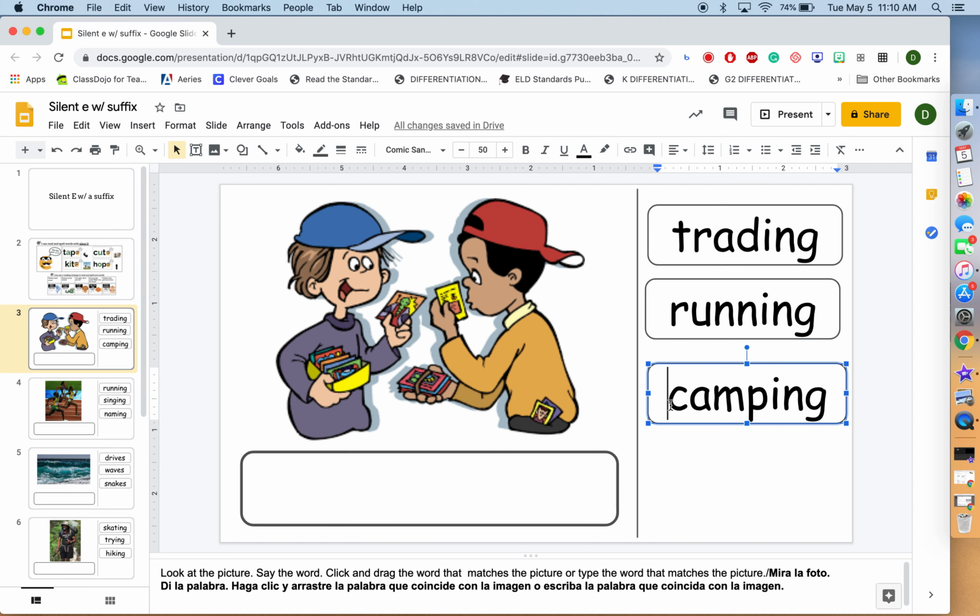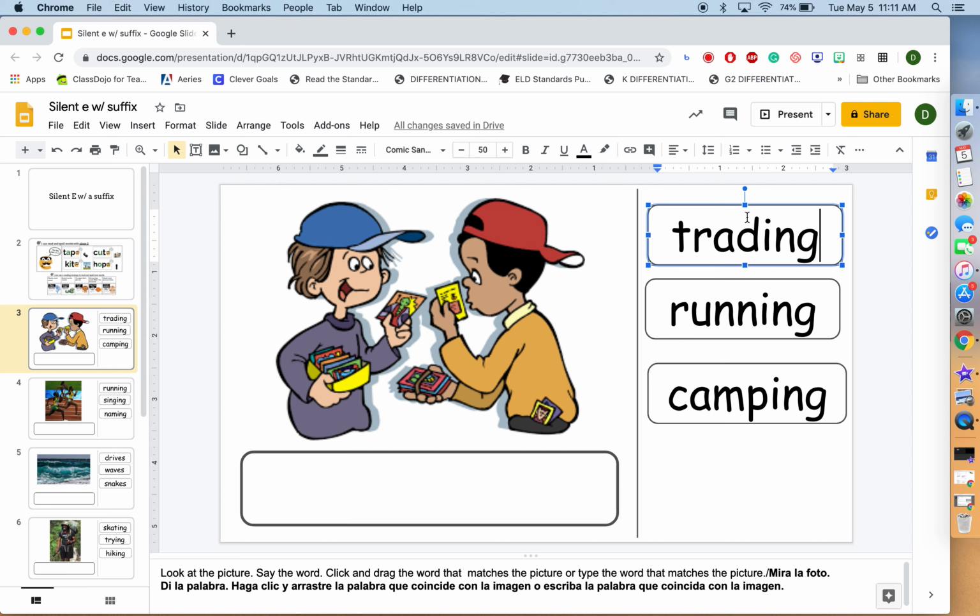Try this last one just to be sure. I'm going to chunk this one as well. I'm going to use chunky monkey here because I know this word is camp. Camp. And then ing. This chunk is ing. So I'm going to put those together. Camping. Camping. No, that doesn't match. Doesn't look like they're camping. I'm pretty positive they are trading. This word is trading. So I have two choices now.